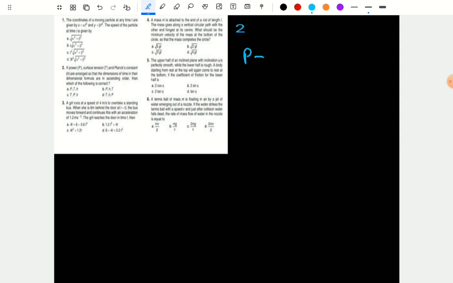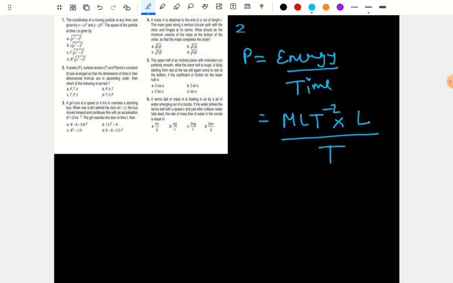So power is energy upon time. So for power, it's M L T minus 2 into L, which is force into length. We can say that the dimensional formula of energy and work is equal. So we are going from that way, and then time is T. So this is going to be power is directly proportional to T minus 3. Okay, we found out this.